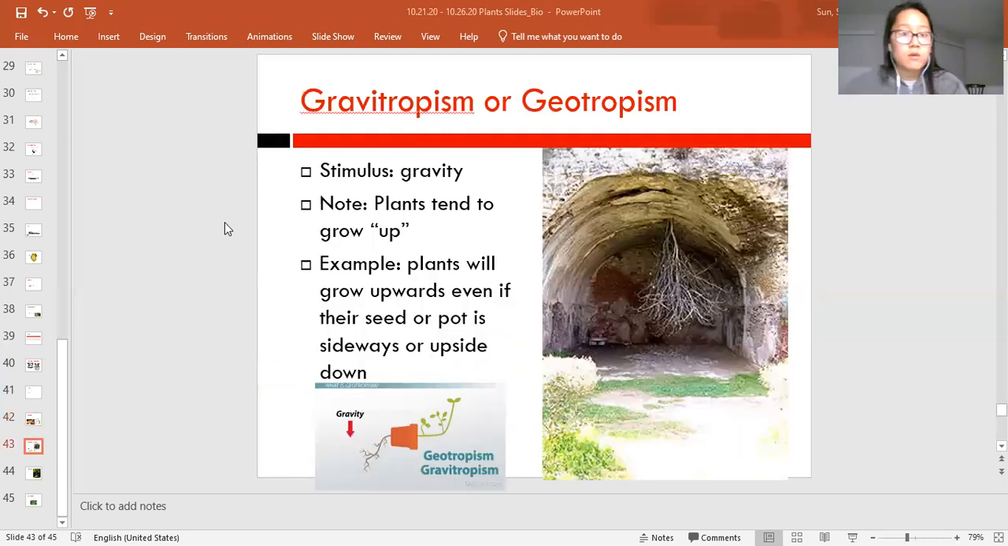The next one we're going to go over is called gravitropism or geotropism, right? When I say gravitropism, what is the first word that pops into your head? Right, it's gravity, and it's written right here on the page. So the stimulus here is gravity. We also say geotropism because gravity is a characteristic of the Earth, and geo is the study of Earth. So we also say geotropism.